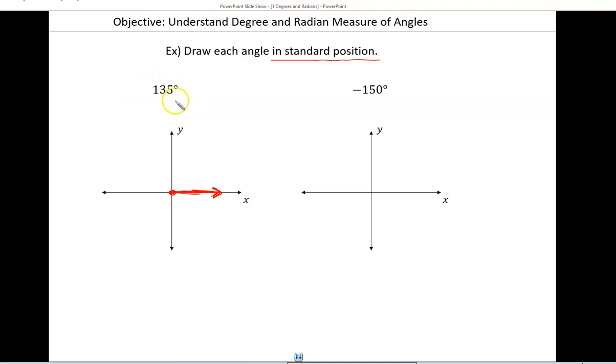This is where understanding those quadrantal measurements is helpful. Because remember, this would be 0, up here would be 90, here would be 180, down here would be 270, and then we're back to the beginning with a full revolution of 360. So if our angle measure is 135 degrees, we know its terminal side is between 90 and 180. So it's somewhere in quadrant 2. We want to not just draw it anywhere in quadrant 2. We are expected to be sort of accurate here.